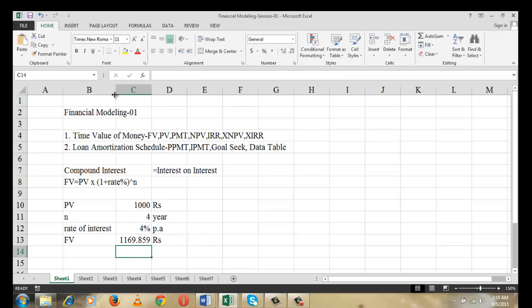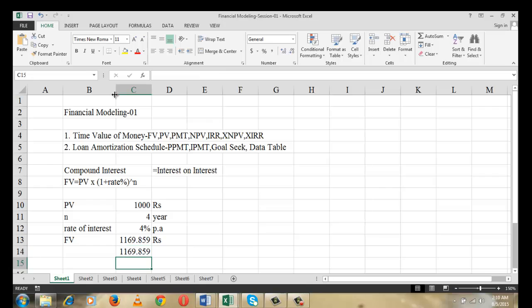Fine. So instead of writing the figures manually, you can do the same calculation by going to the cell where 1,000 is, C10, where C is the column and 10 is the row, then Shift 8 for multiplication, into 1 plus R percent. This R is in C12. You can know the address of the cell, you can use the mouse, then Shift 6 for the power, and for the year you can click on C11 and you'll get the same value.